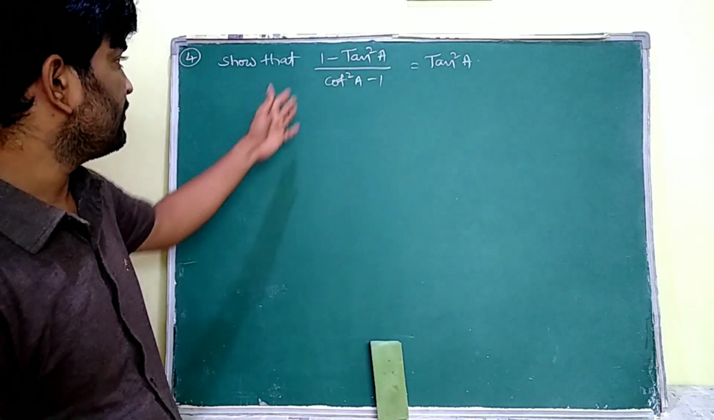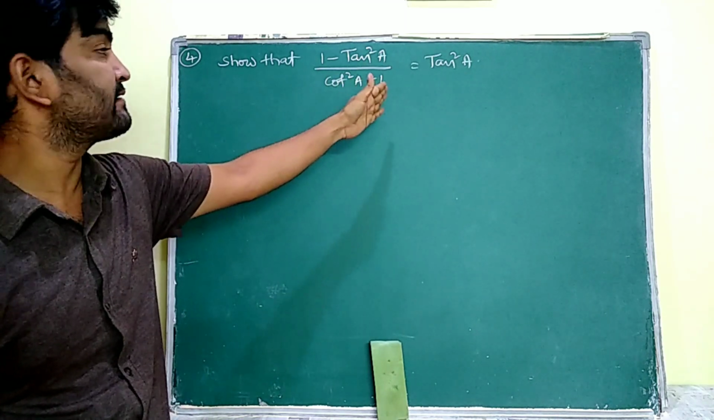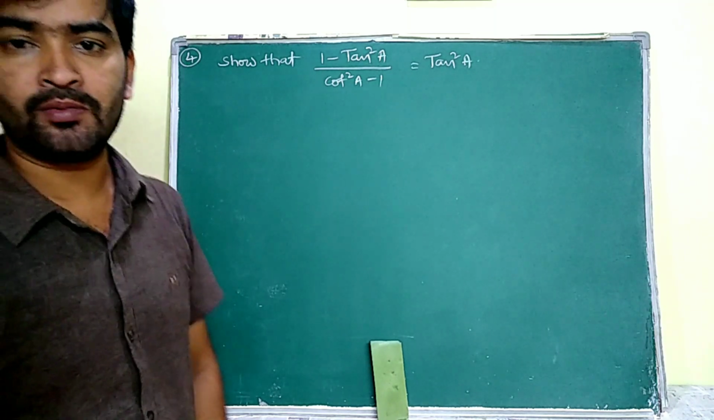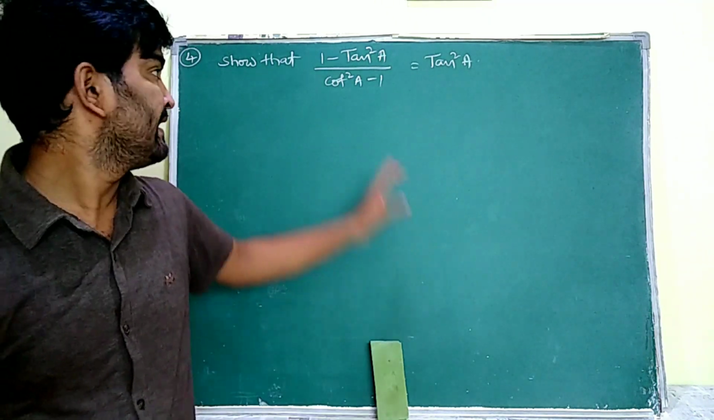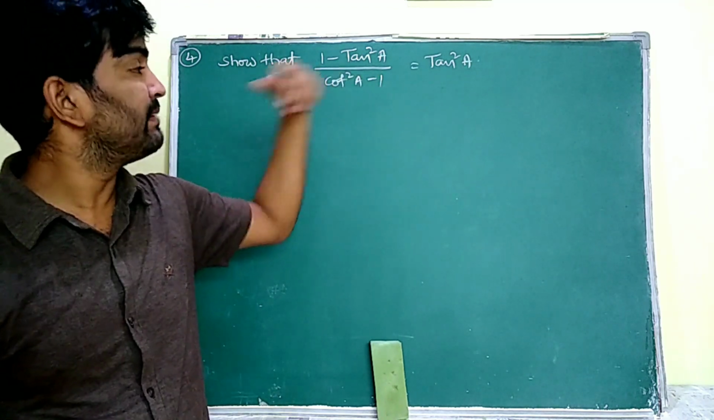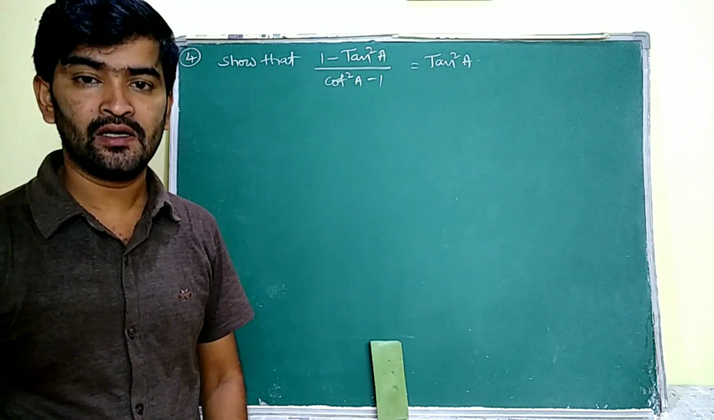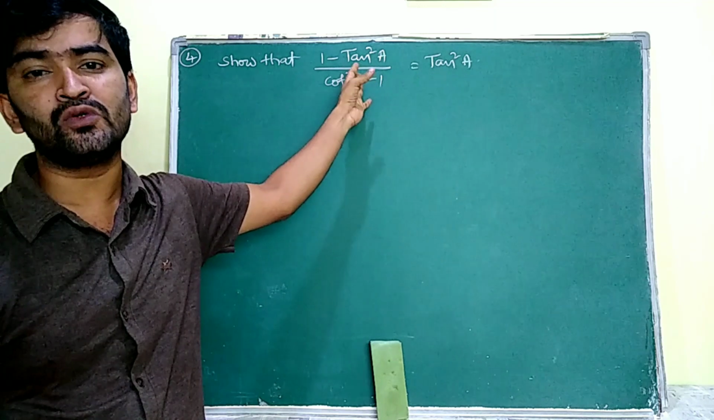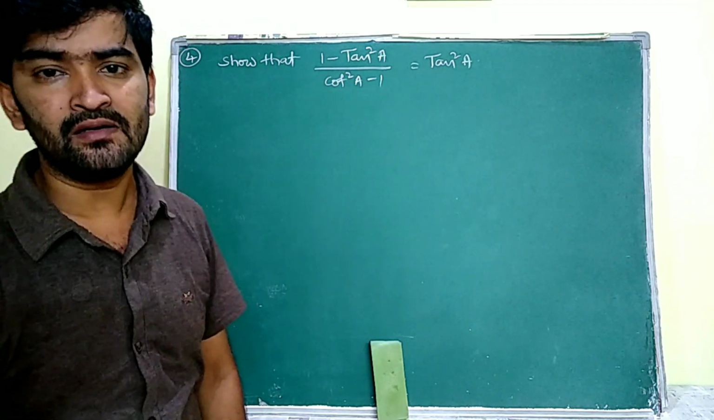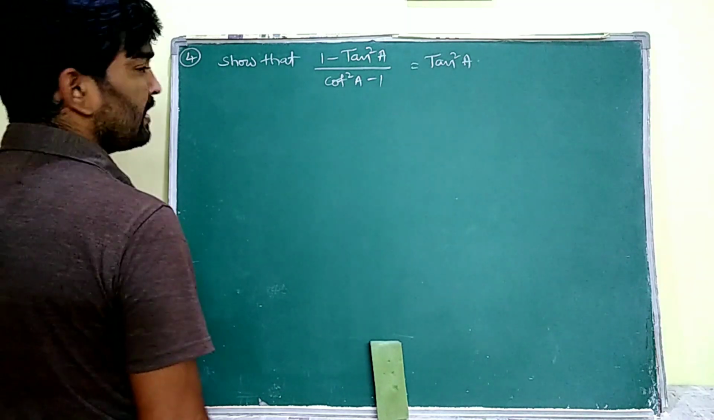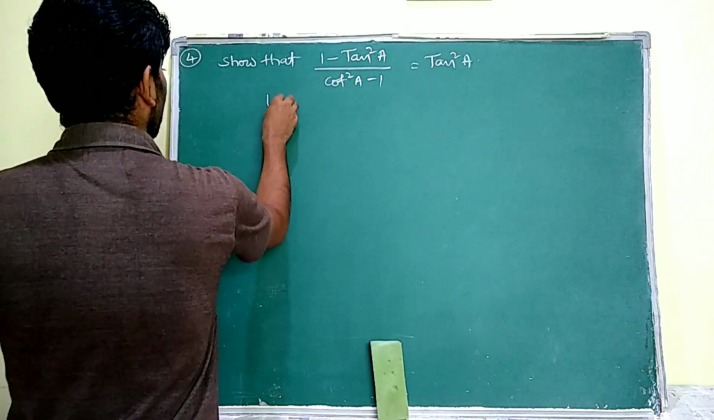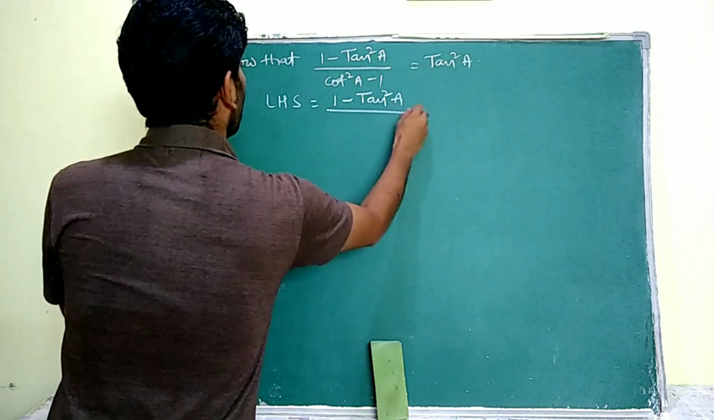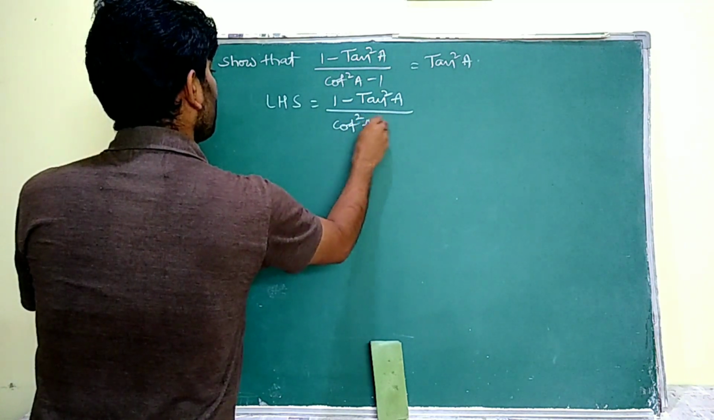See, now the next one: (1 minus tan square A) by (cot square A minus 1) is equal to tan square A. So to solve this problem, once observe the LHS and RHS. Here the LHS is in terms of tan and cot, but RHS is in terms of only tan. To solve this you have to follow one strategy, that is convert all the terms in the LHS into the terms of tan. Then your answer may be simply obtained. So take the LHS. 1 minus tan square A by cot square A minus 1.